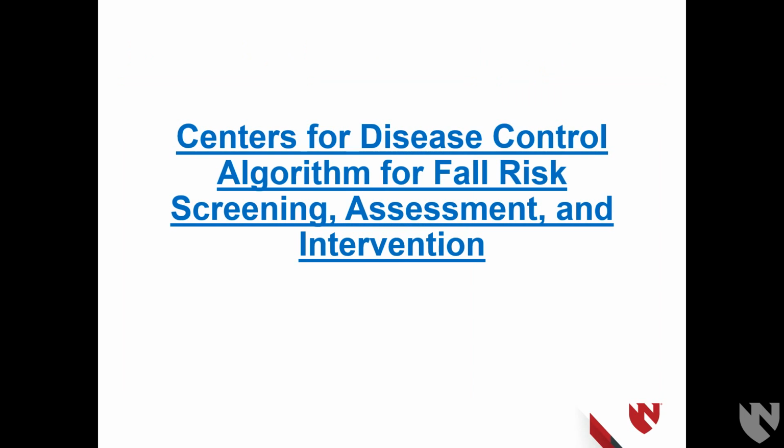The Centers for Disease Control has done a lot of work to help healthcare professionals be guided in fall risk management. If you click on these words on the slide, it's going to take you to an algorithm for screening, assessment, and intervention. It's basically a decision tree that walks you through the clinical management of fall risk. This algorithm is just one tool available through the Stopping Elderly Accidents, Deaths, and Injuries Initiative website, also known as STEADY.